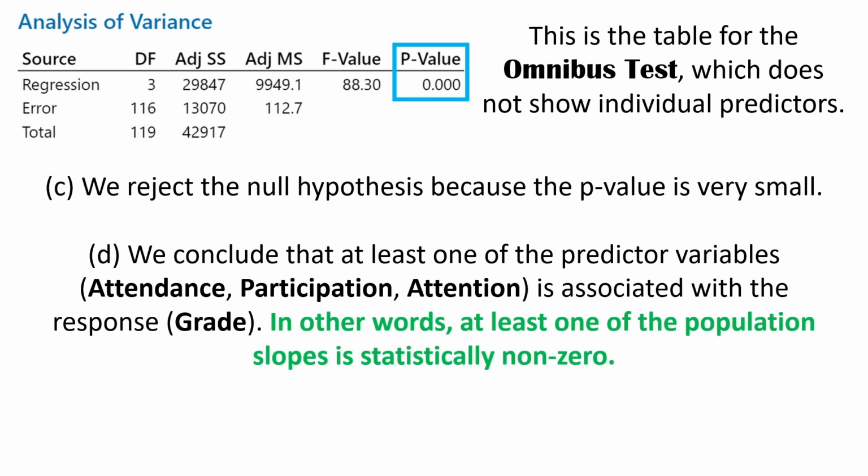The important thing to remember about the omnibus test is that it doesn't tell you which of those individual predictors is associated with the response. It just tells you that at least one of them is. That's why it's called an omnibus test.